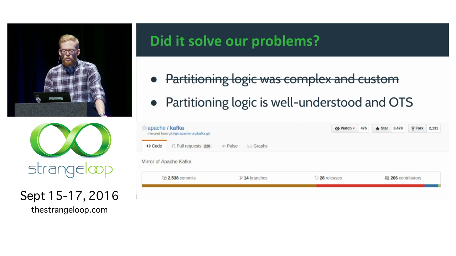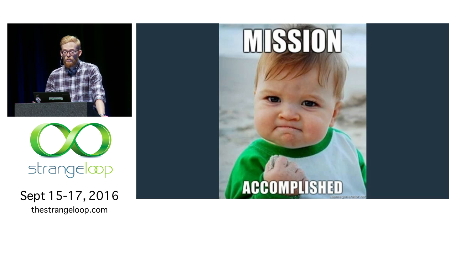Lastly, I said that the old work queue had complex partitioning logic that only a few people in the company understood. Well, in the new scheduler, the partitioning logic lives in Kafka. It's off the shelf. There are great docs, which are easy to understand, and there are many people outside of our company working on it, and they understand it quite well. This is a much better situation to be in. So in short, yes, it did solve our problems.